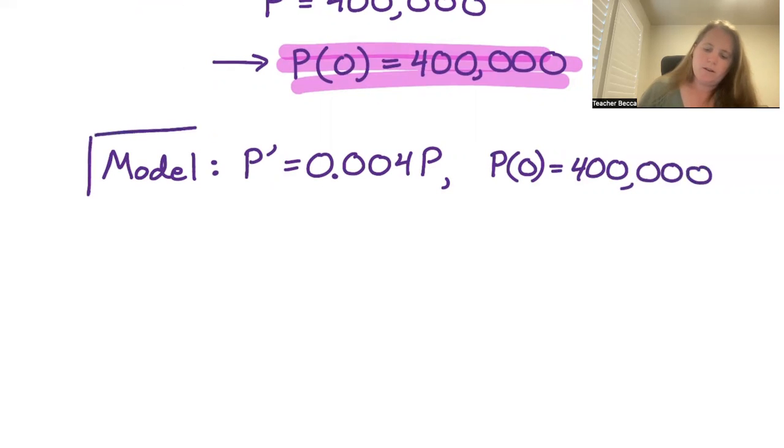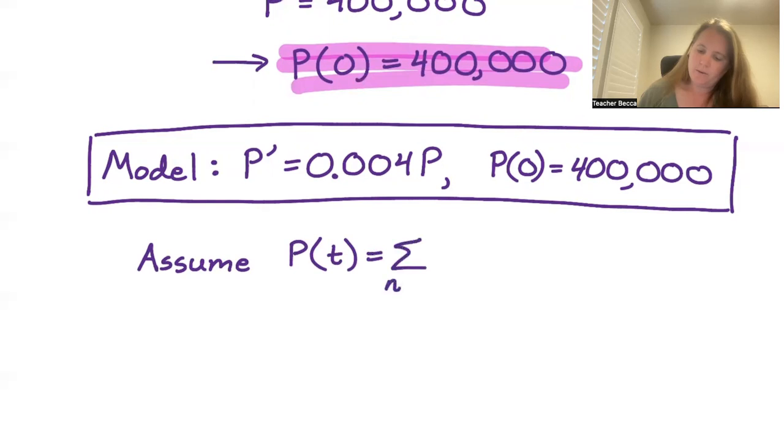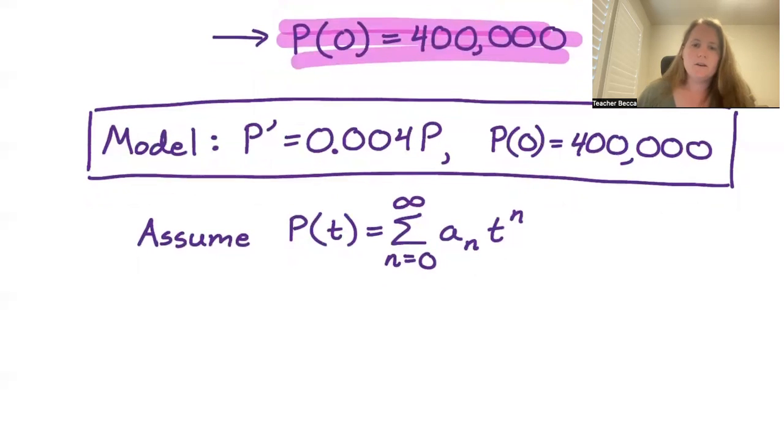So now the question becomes, what does this have to do with series? So what we will do is we will go ahead and assume that P is a power series. So let's assume that P of t is a sum from n equals 0 to infinity of a sub n times t to the n. Right? So let's first go ahead and plug in P of 0 equals 400,000.